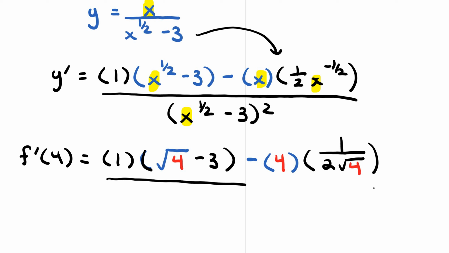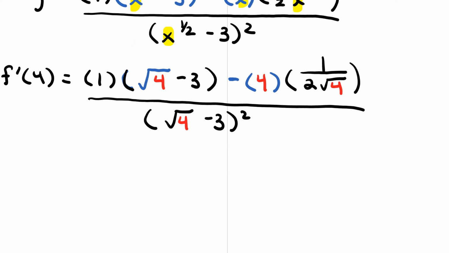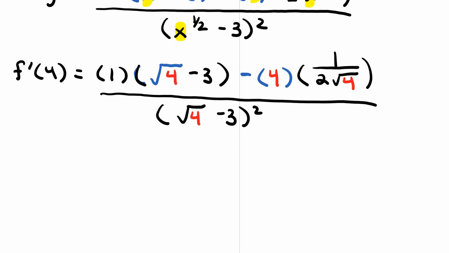And then all divided by bracket the square root of 4 minus 3 to the power of 2. Okay, so there you go. Now we're in a little bit better shape in terms of evaluating this derivative value here. So I have a 1 there. Bracket square root of 4 is going to be 2. So 2 minus 3 is going to be negative 1.